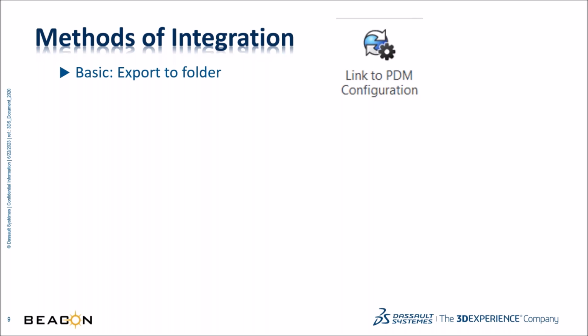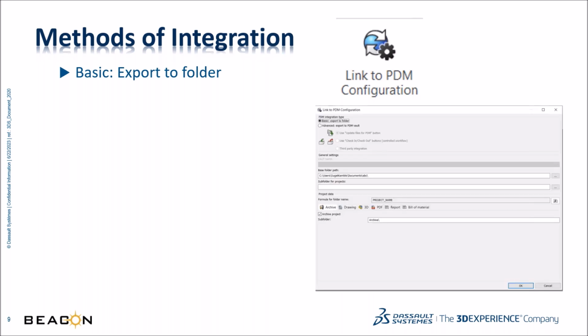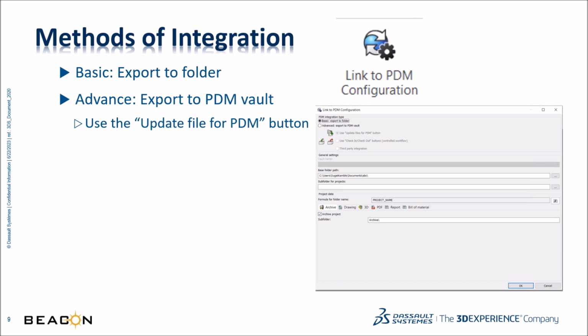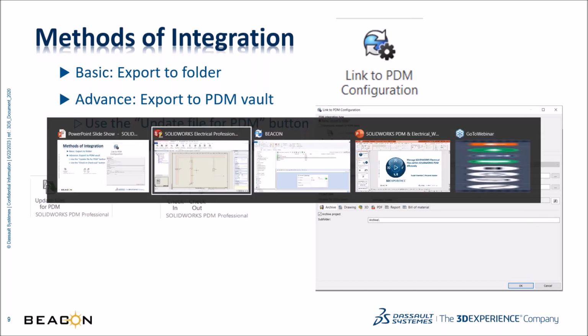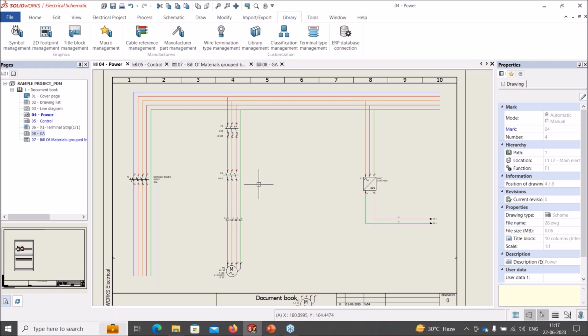The first method is basic, where we can normally export into a folder. But if we have SolidWorks PDM integrated with SolidWorks Electrical, then there are some advanced methods which can directly export to the PDM world. Those methods are the update file for PDM button, as well as the check-in and check-out method. Both methods work the same, but you can use either one if you want to manage an electrical file in your PDM world. So let me shift to my software and I will show you how it can be done.